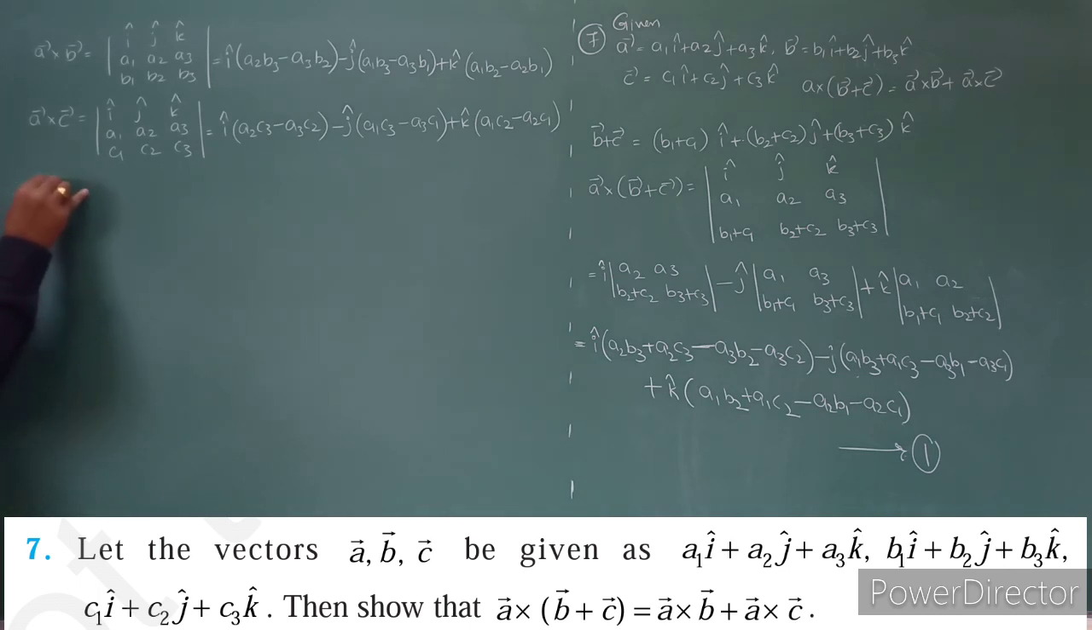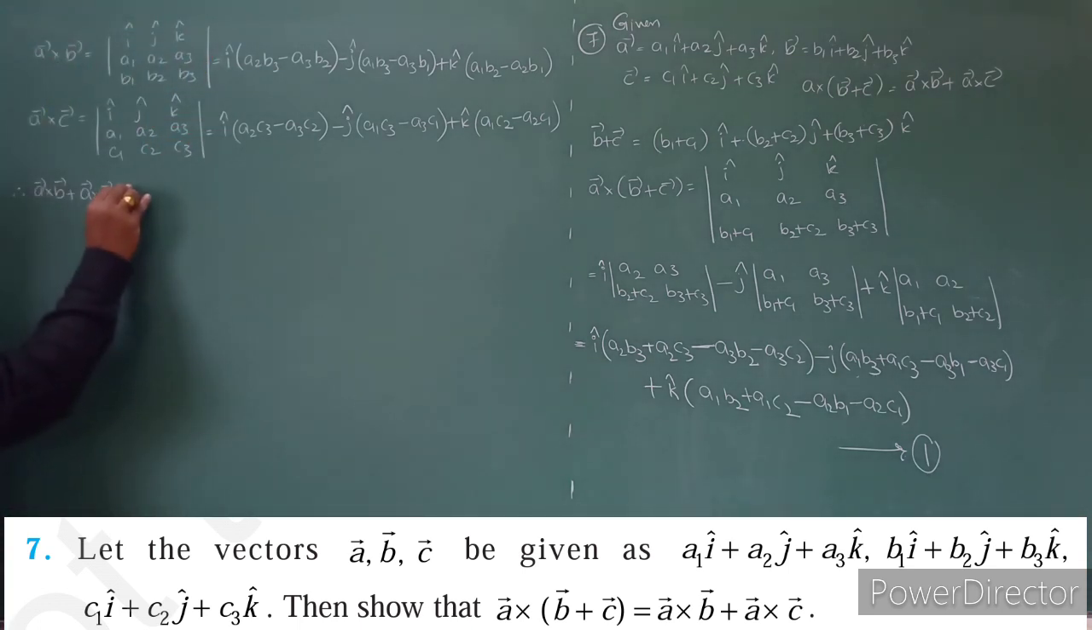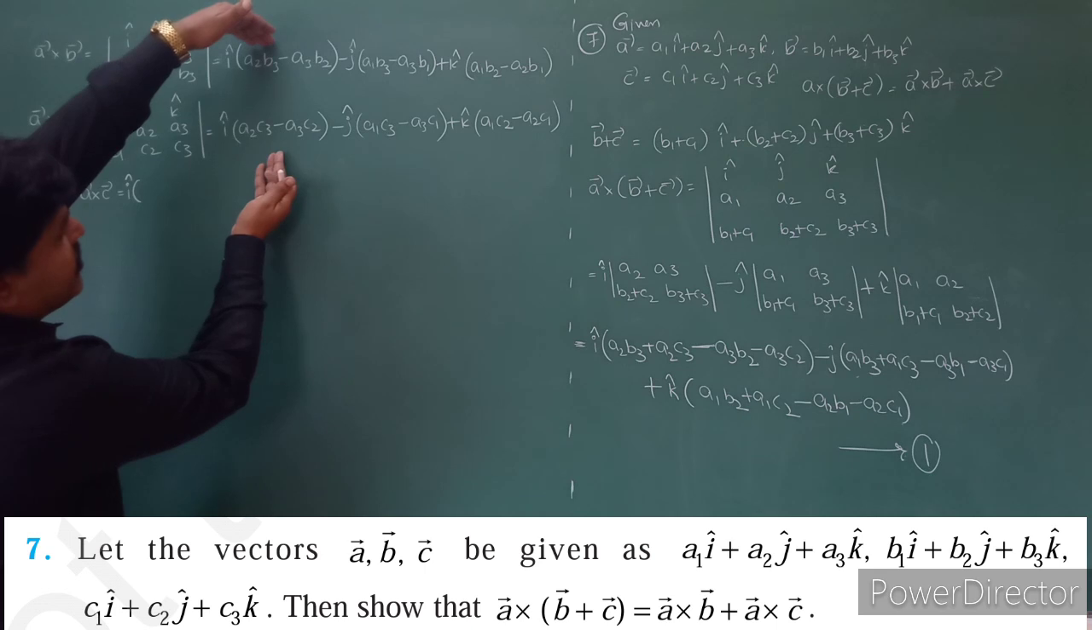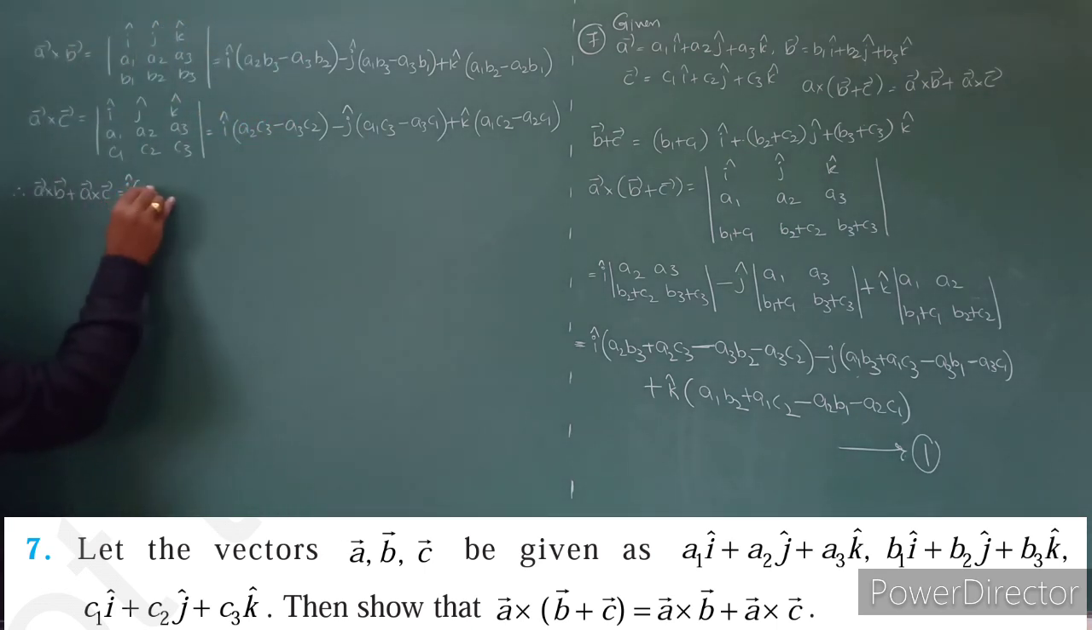So after getting these two values, A bar cross B bar plus A bar cross C bar is equal to, add these two terms. First I will add the I terms. What are the I terms? So add these two terms. First add the plus terms, then take the minus terms.